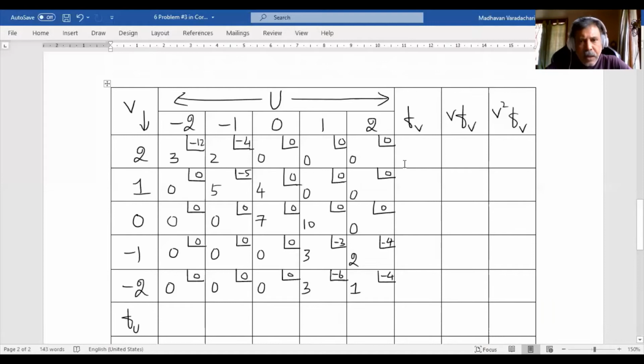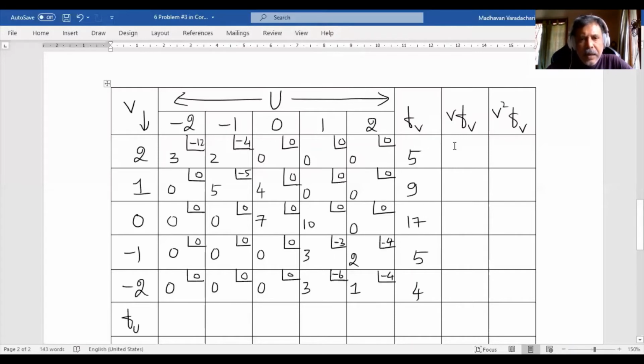Right. Now let us find out what is f suffix v. F suffix v means whatever is the frequency total here, means 3 plus 2, it is 5. 5 plus 0 plus 0 plus 0. So it is ultimately 5 only. Here 0 plus 5 plus 4 plus 0 plus 0. So it should be 9. Here 7 plus 10. So it is 17. Here it is 0 plus 0 plus 0, 3 plus 2. So it is 5. Here it is 0 plus 0 plus 0, 3 plus 1. So it is 4. We got now all those FVs.